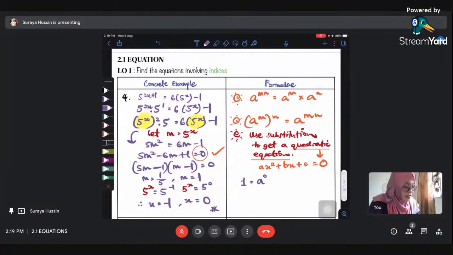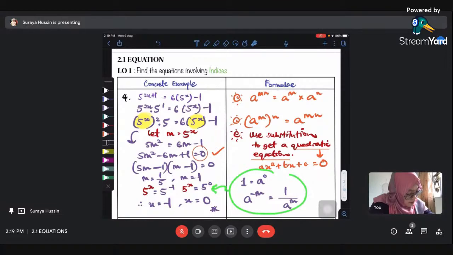Tada! Magic! Dengan syarat kamu kena kuasai comparing the base and the index very quickly. Dan you juga mesti mempunyai basic yang sangat strong. When you have the basic strong, you will never go wrong, okay? So yang ini, kalau you have a to the power of negative m, you akan dapat 1 over a to the power of m. So these two formula are what I'm using here.